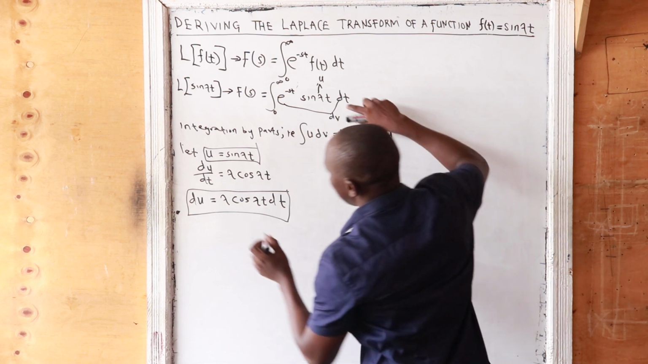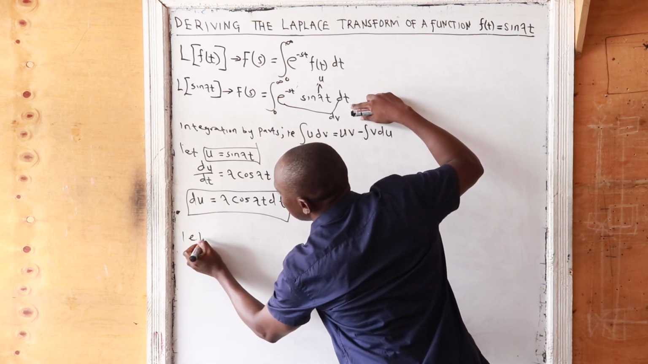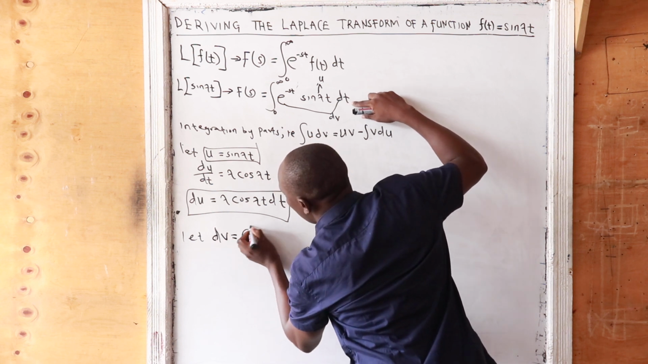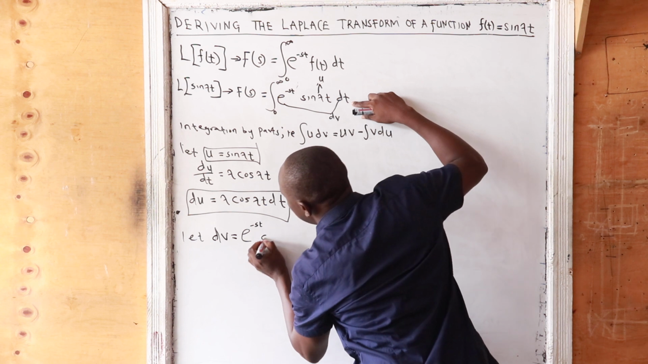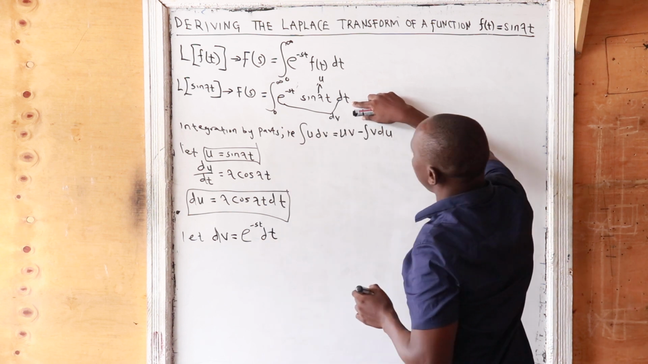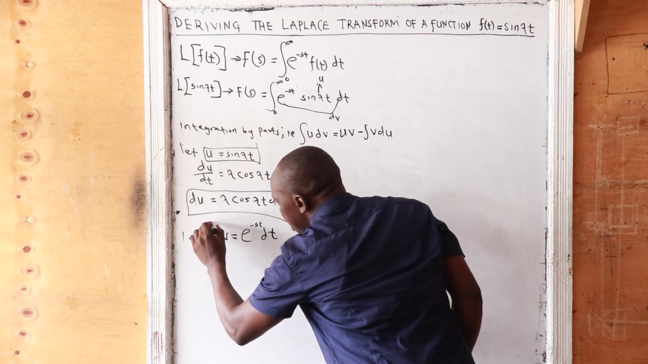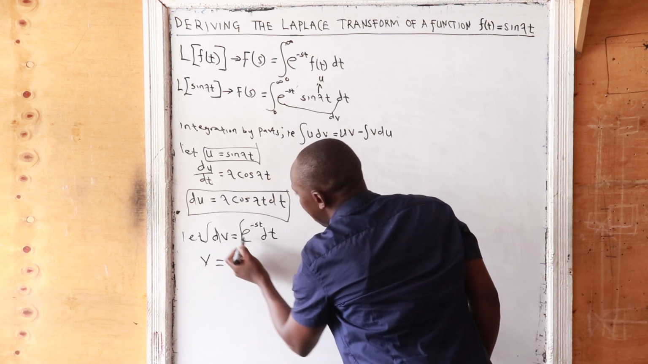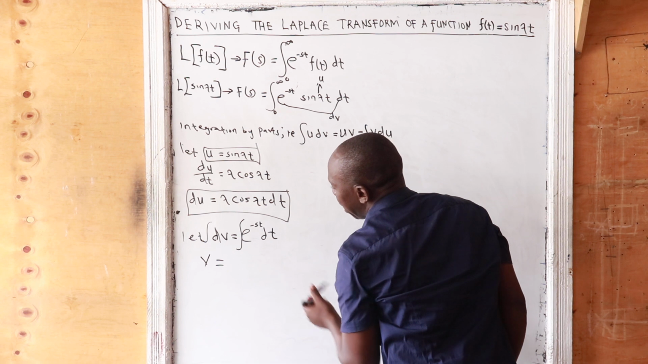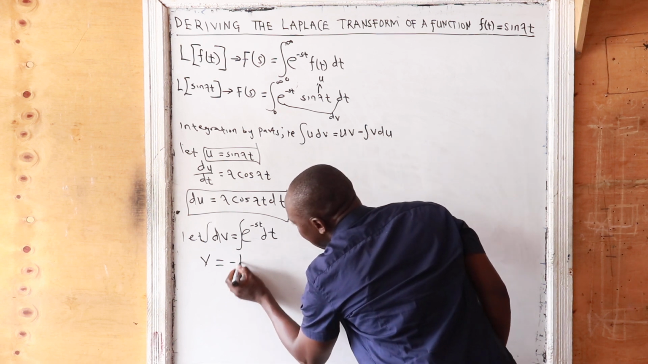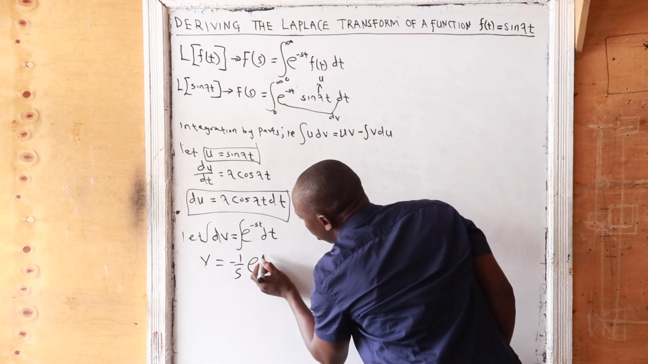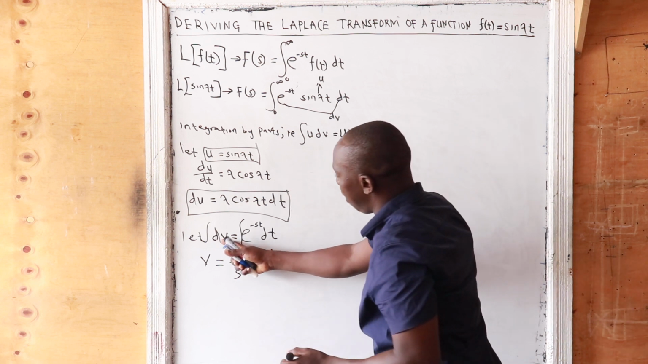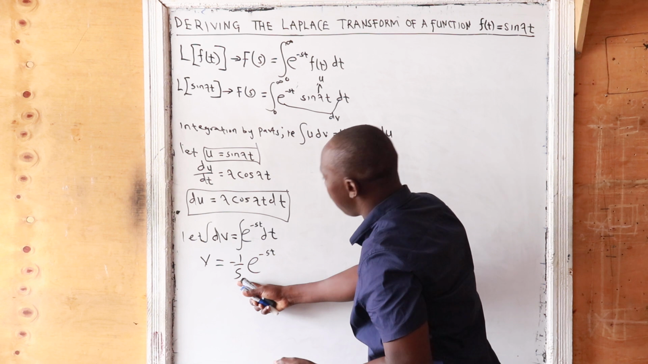Secondly, we are going to let dv be equal to exponential minus st dt. If we integrate dv, we get v. If we integrate exponential minus st with respect to t, we get minus 1 over s exponential minus st. Now we have our dv and we also have our v.